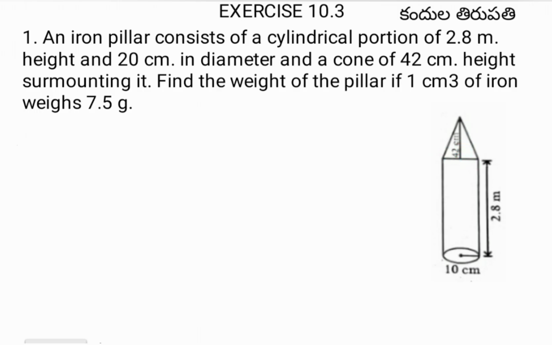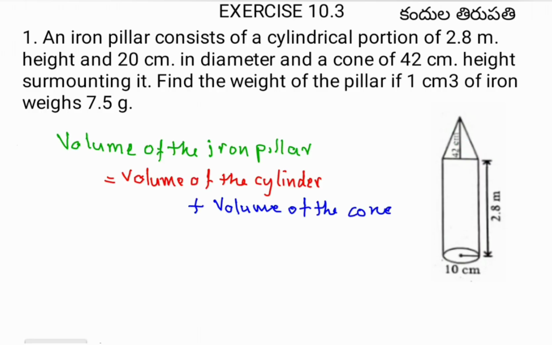So we need to find the total volume of this iron pillar. That means the volume of the iron pillar is the sum of the volume of the cylinder and the volume of the cone. The volume of the iron pillar is volume of the cylinder plus volume of the cone. And the radius of this cone and cylinder is the same.